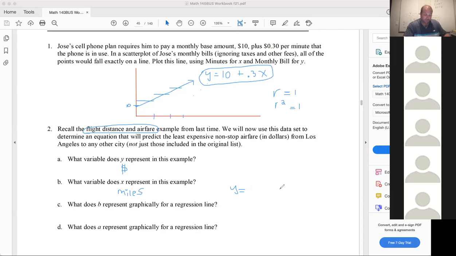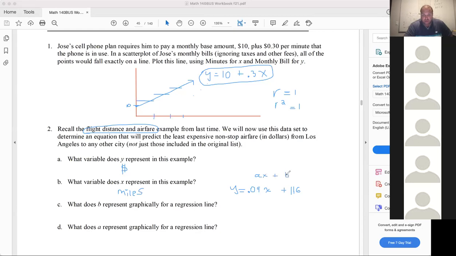B is 115.56. Okay, we'll just say 116 just to round off, even though it's never a bad idea. And then A was 0.09. Just for the sake of this example, we'll round it here. I would certainly keep a few more decimals in my own work. So the best line from the calculator is y equals 0.09x plus 116, where this is ax plus b.